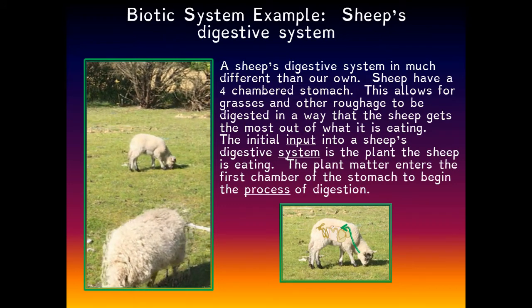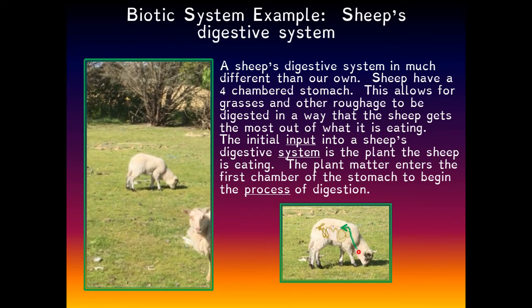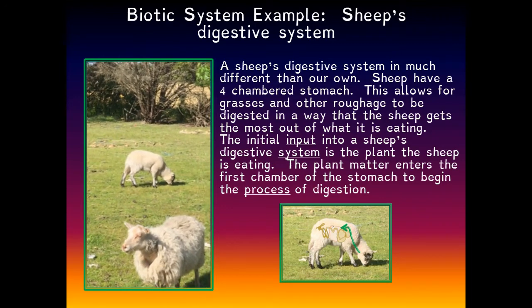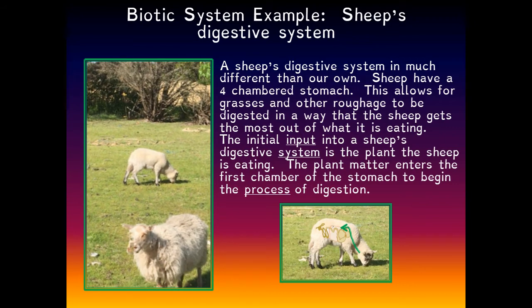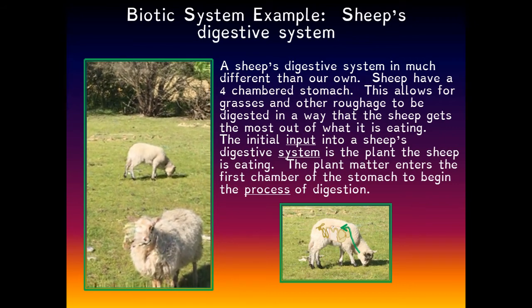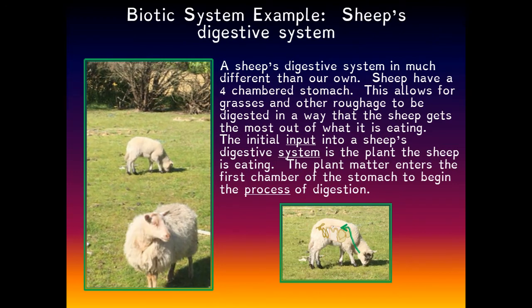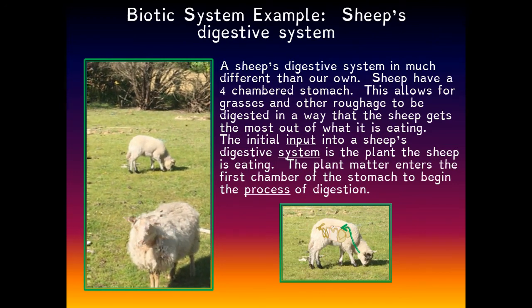So the initial input we have into that system is the grass or the other roughage that the sheep is eating. It comes into the system where it enters the first chamber of the stomach, and that's where it begins the process of digestion.